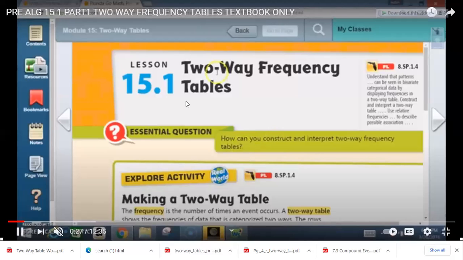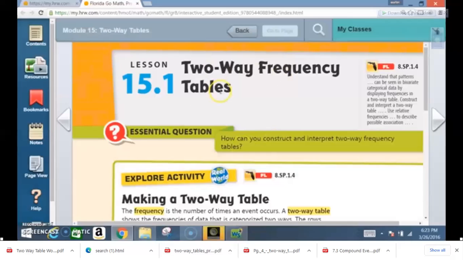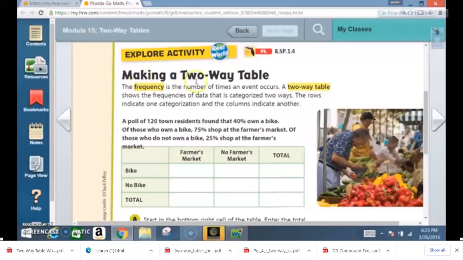So lesson 15.1, which is two-way frequency table. If we want to make a two-way frequency table, the word frequency means the number of times an event occurs. And a two-way table shows the frequency of data that is categorized two ways. The rows indicate one categorization, and the columns indicate another.